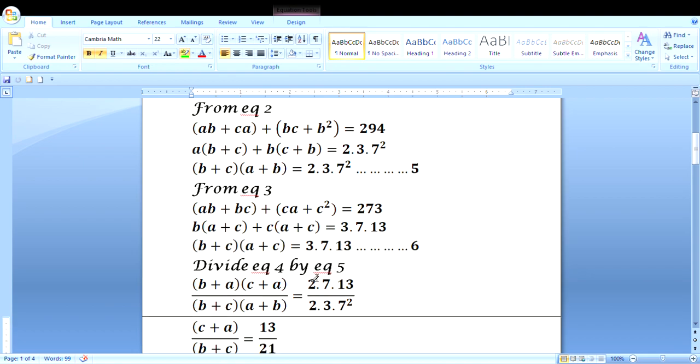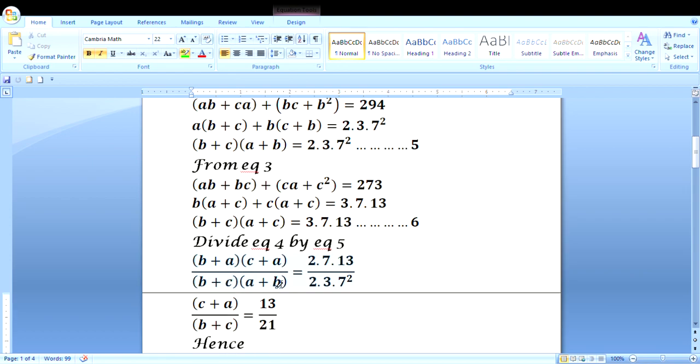Now all we need to do is simplify. And how do we go about that? By dividing the given equations by each other. For instance, we go with dividing equation 4 by equation 5. Equation 4 is (B + C)(C + A), and equation 5 is (B + C)(A + B). On the right hand side, their values are 2 times 7 times 13 and 2 times 3 times 7². The common factor is B + C, so they cancel, and what is left is C + A at the numerator and A + B at the denominator.